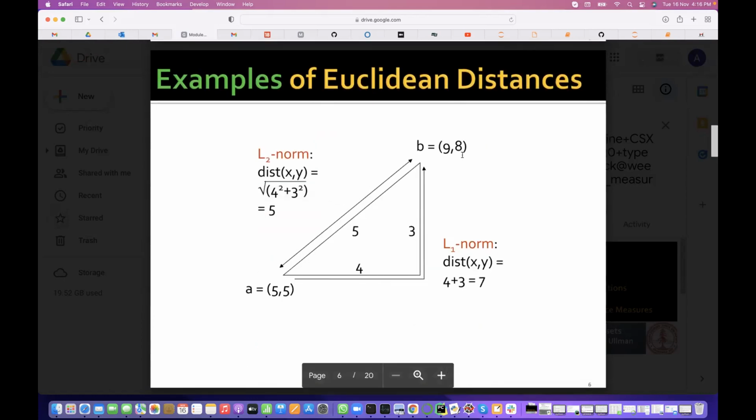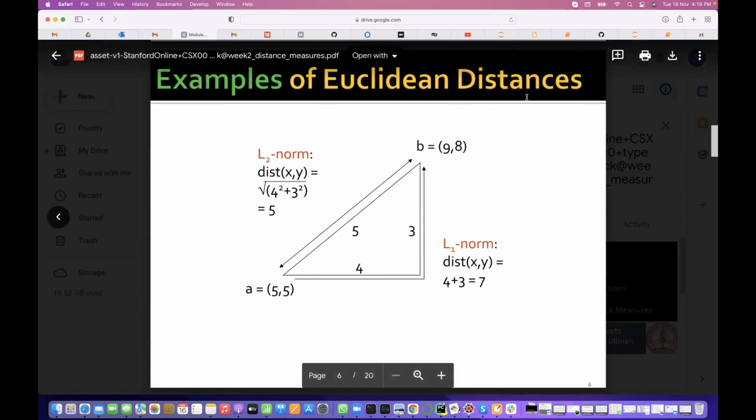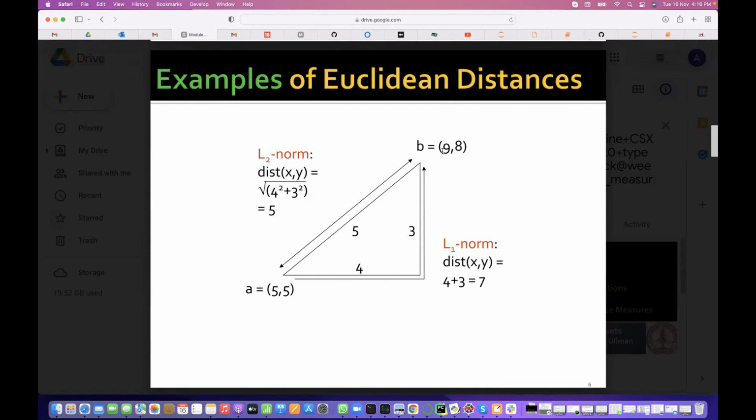Examples of Euclidean distances: here, 2 points are taken, (5, 5) and (9, 8). So the L2 norm is the difference between these. 9 minus 5 is 4, 8 minus 5 is 3, square them, 4 square plus 3 square, take the square root. Then the L2 norm is 5. L1 norm is just a modular distance: 9 minus 5 is 4, 8 minus 5 is 3, just add them, 4 plus 3 is 7.